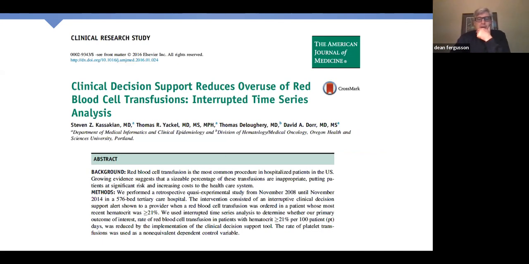So here's an example of an interrupted time series looking at clinical decision supports for reducing overuse of red cell transfusion. So bringing in audit and feedback, or in this case, a reminder or a flag, I should say, to those ordering transfusions. And in this case, if your hematocrit was greater than 21%, which is, I think, a hemoglobin of 70 or so, you were flagged and asked whether the transfusion was absolutely necessary or not.